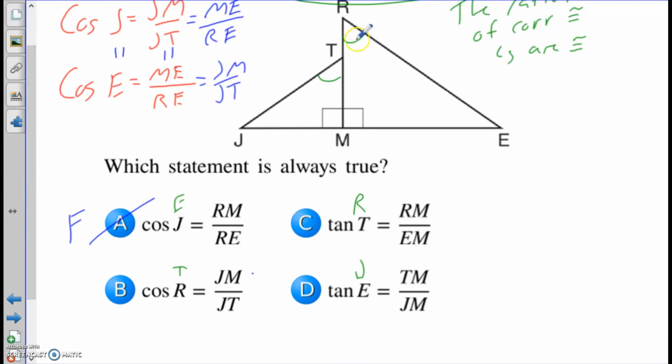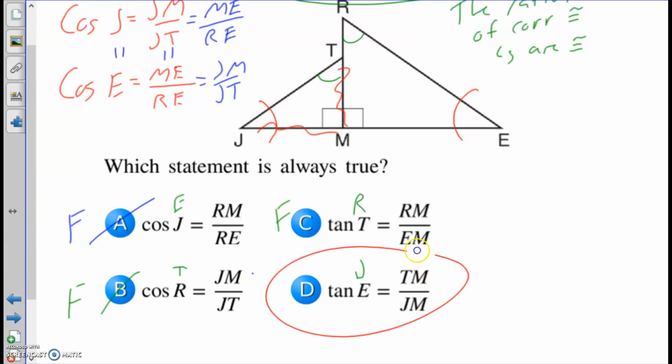So cosine R is adjacent over hypotenuse, but we know that's not there. What about for T? Adjacent is TM over JM, not over JT, not JM. That's false. How about tangent? Tangent T we know is JM over TM, but what about tangent R? Opposite is ME over RM. That seems to be false too. And how about this last one? Tangent E is going to be the same thing as tangent J, and tangent is opposite over adjacent, that's TM over JM. This is true. So they're forcing you to use the corresponding congruent angle from the other triangle. That's certainly tricky.